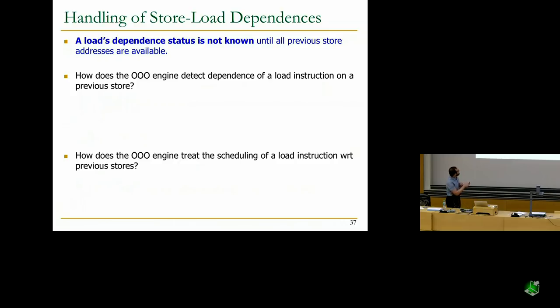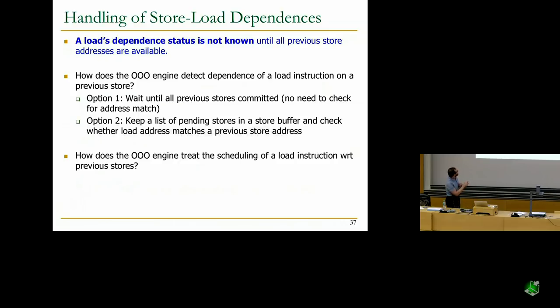How does the out-of-order engine detect dependence of a load instruction on a previous store? The first option, the conservative option, is to wait until all previous stores are committed. Committed means they actually finished and wrote to memory, so you know that there's no store that's going to write to the location that you're going to read from, so this load is safe to execute. But this is very slow, as I said.